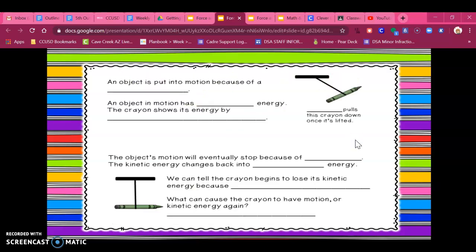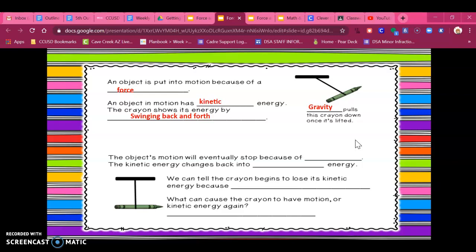Kinetic energy is an object that is put into motion because of a force. So before I let go, it was just sitting there. I had to have the force of letting go. An object in motion has kinetic energy. That means that it's allowed to swing back and forth. The crayon or the marker was showing its energy by swinging back and forth. Gravity pulled the crayon back down after I lifted it.